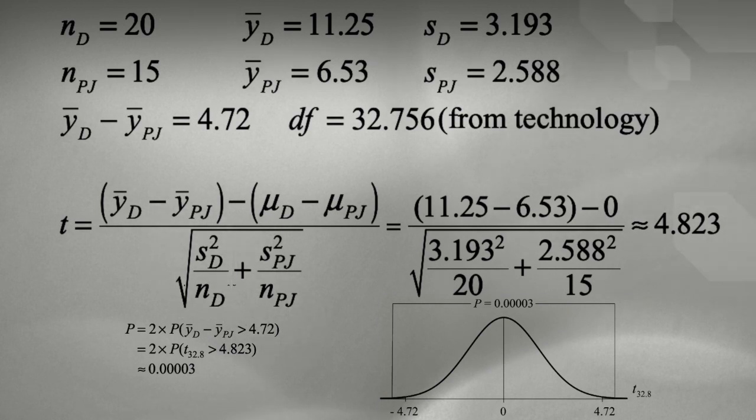What we're comparing this to is a normal distribution, and we're doing a two-tailed test, so we are going to multiply our probability by 2. We're seeing what's the probability we get a T with degrees of freedom of 32.8 that's greater than 4.823, which gives us a p-value of 0.000003.